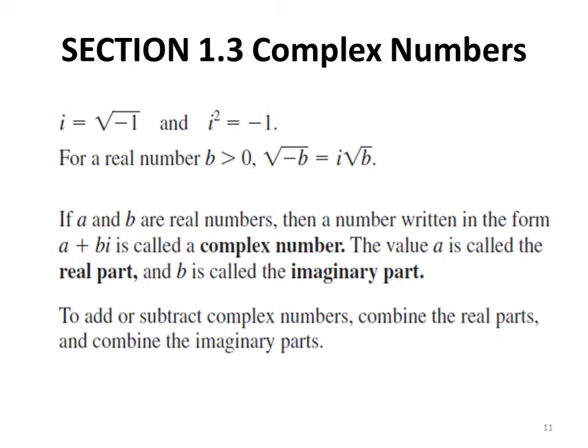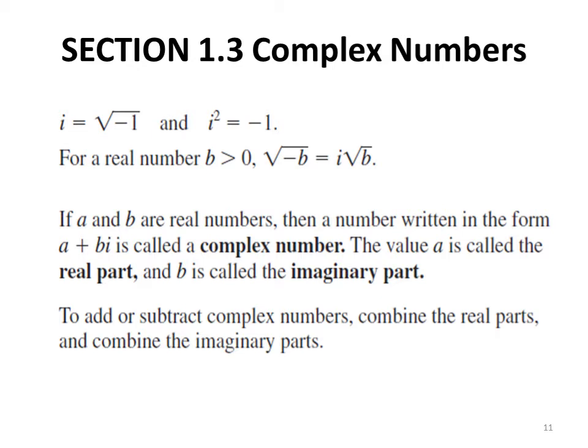Now, what if you have the square root of -b? If b is a positive number, what happens if you take the square root of -b? Well, this is the same as the square root of -1 times the square root of b, which means you can write it as i times the square root of b. For example, the square root of -5 is equal to i times the square root of 5. Of course, this part is real, but it's multiplied by i, so this is a complex number.